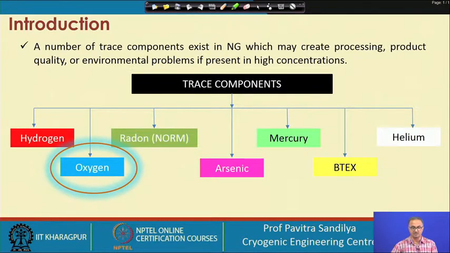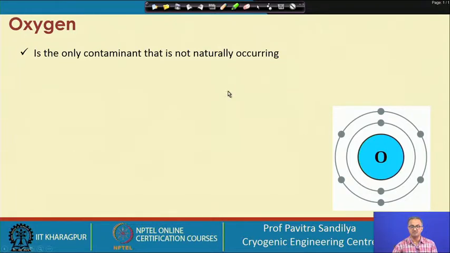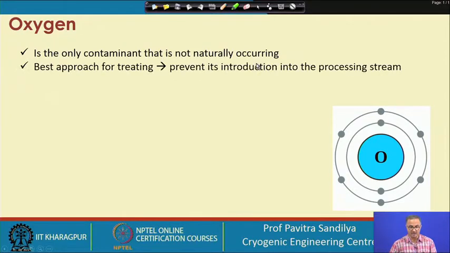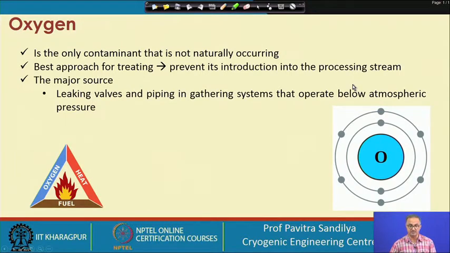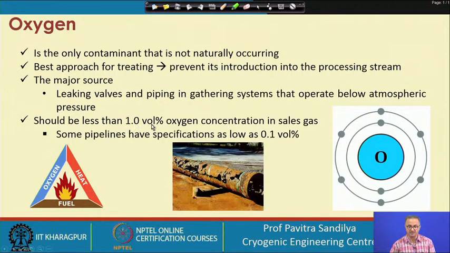Then we come to oxygen. Oxygen, as you know, can be a very reactive gas. It is a contaminant that does not occur naturally, and the best approach to treating it is to prevent its introduction into the processing stream, because if it enters, it has many hazards, like leakage of oxygen through valves and piping if it is below atmospheric pressure. It should be less than 1%.